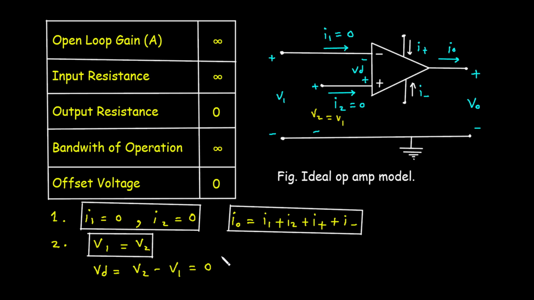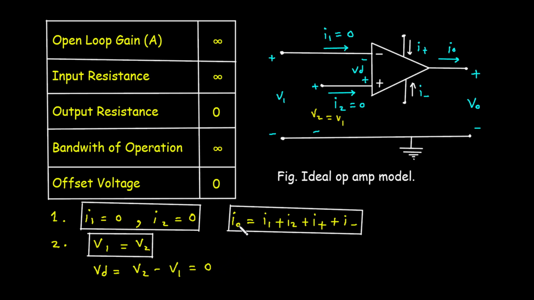When analyzing circuits using ideal op-amps, there are a few important rules to remember. No input current. Since the input resistance is infinite, no current flows into the input terminals. I1 equals 0. I2 equals 0. Voltage equality at input terminals. Due to the infinite open-loop gain, the voltage difference between the input terminals is 0 for practical purposes. This means V1 equals V2. Therefore, Vd equals V2 minus V1 equals 0.